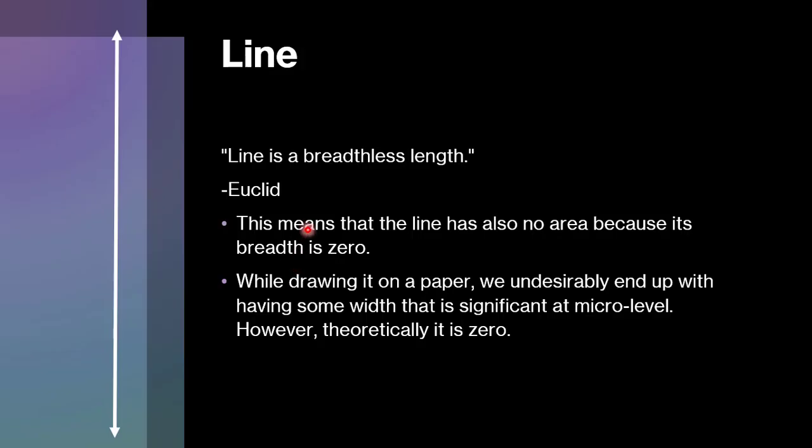Similarly, if you talk about a line, this looks like this. This may be inclined at any angle with the horizontal. That is not a fact of concern. It's a breadthless length, theoretically, as said by Euclid. However, if you draw it on paper, you will end up getting some thickness, but that is negligible, and you have to assume it's zero theoretically. Okay, so that is length. Now, this is of infinite length. So for practical purposes, we cannot use this.